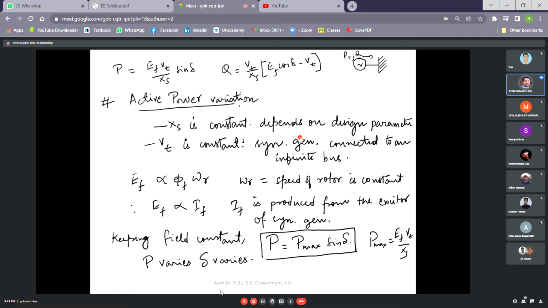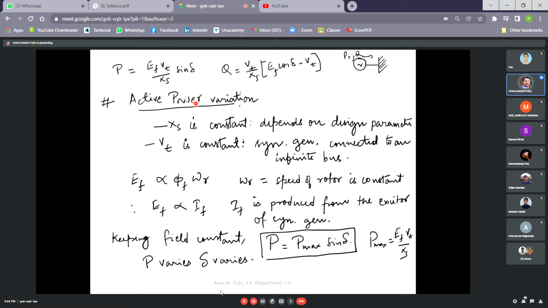Now we know that EF, our no load induced EMF, is proportional to phi f into omega r, where omega r is the speed of the rotor, and the speed of the rotor is a constant value. So omega r is constant, so we can say EF is proportional to phi f. Again, phi f is proportional to what? Phi f is produced by IF, that is the field current. So we can say that EF, the no load induced EMF, is proportional to our field current IF. Now this field current is itself produced from the exciter of the synchronous generator.